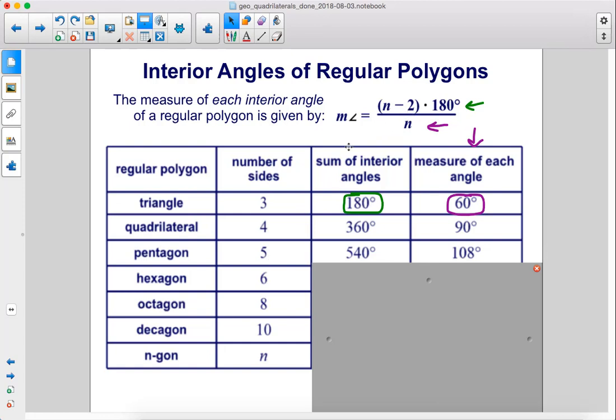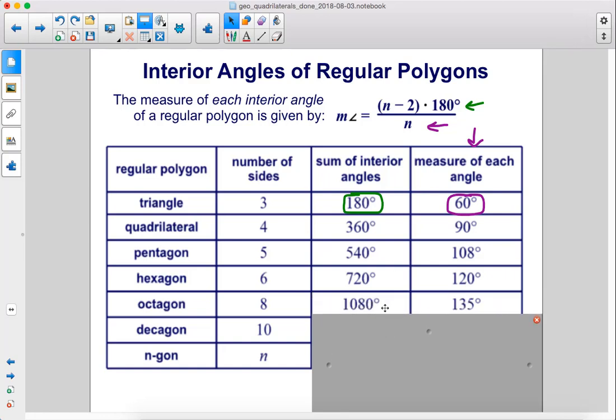5 minus 2 is 3 times 180 gives us 540. 540 divided by 5, which is n, gives us 108. Here we have 6 sides, so 6 minus 2 is 4 times 180 gives us 720, divided by 6 gives us 120. 8 minus 2 is 6 times 180 gives us 1080. 1080 divided by 8 gives us 135 degrees.